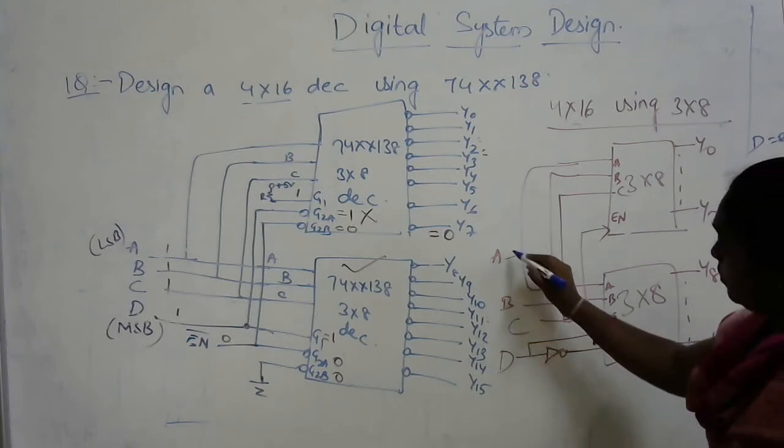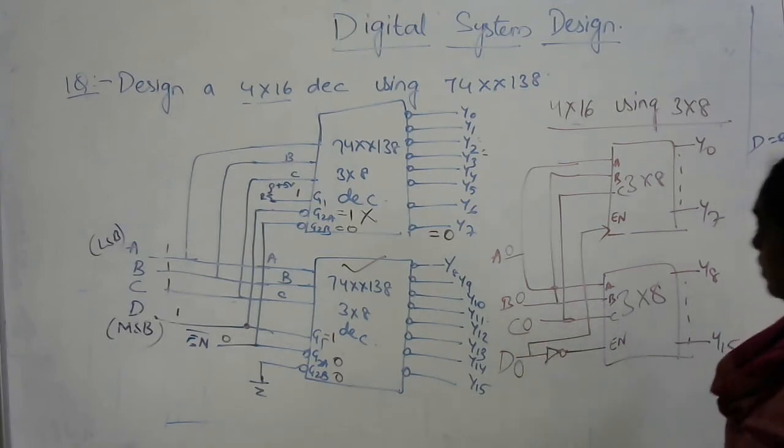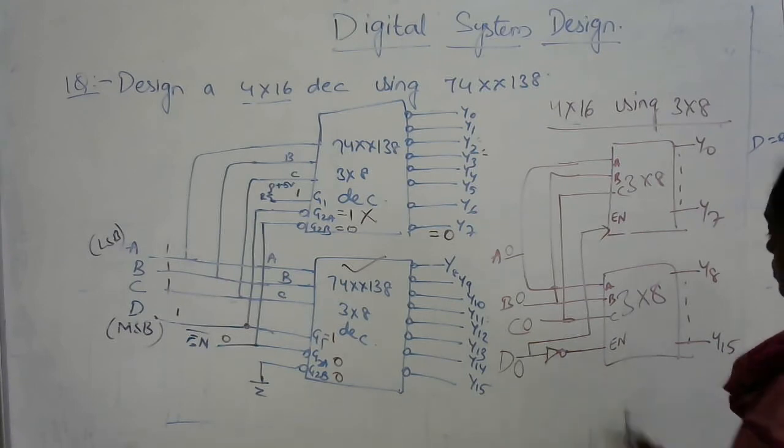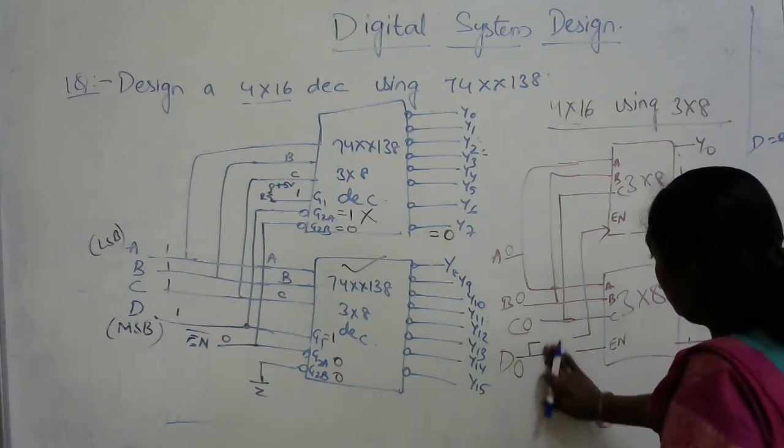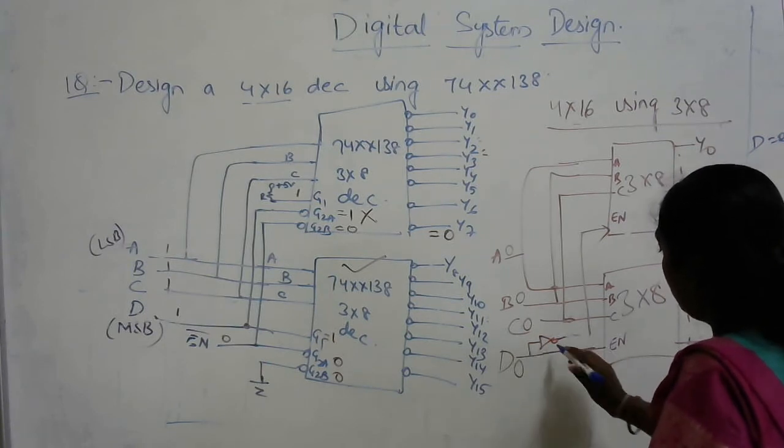Now let me assume A value is 0, B value is 0, C value is 0, D value is also 0. If D value, sorry, this should be connected through the NOT gate for the first one, and for the second one it should be connected through the direct one.